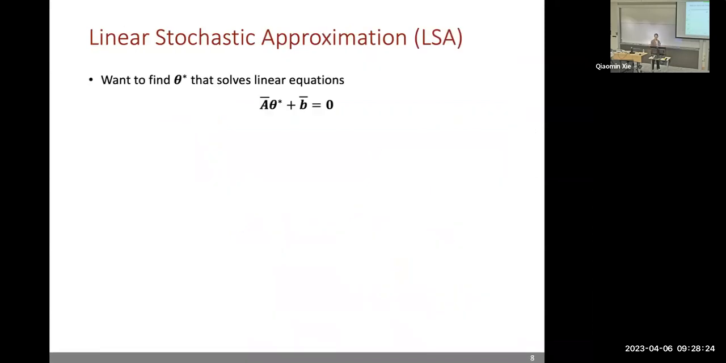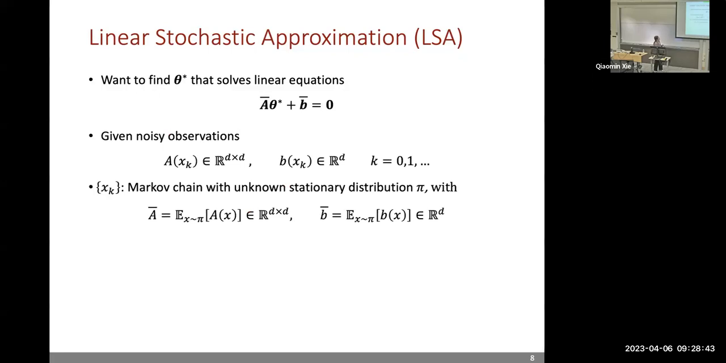Okay, now I'm ready to formally introduce the problem. In this talk, I'm going to focus on a particular class of stochastic approximation. In particular, we want to approximately solve a set of linear equations. Here, A bar and B bar are unknown, but we may have access to noisy observations of these parameters. You can think of theta as a d-dimensional vector, A bar as a d by d matrix, and B bar as also a d-dimensional vector.